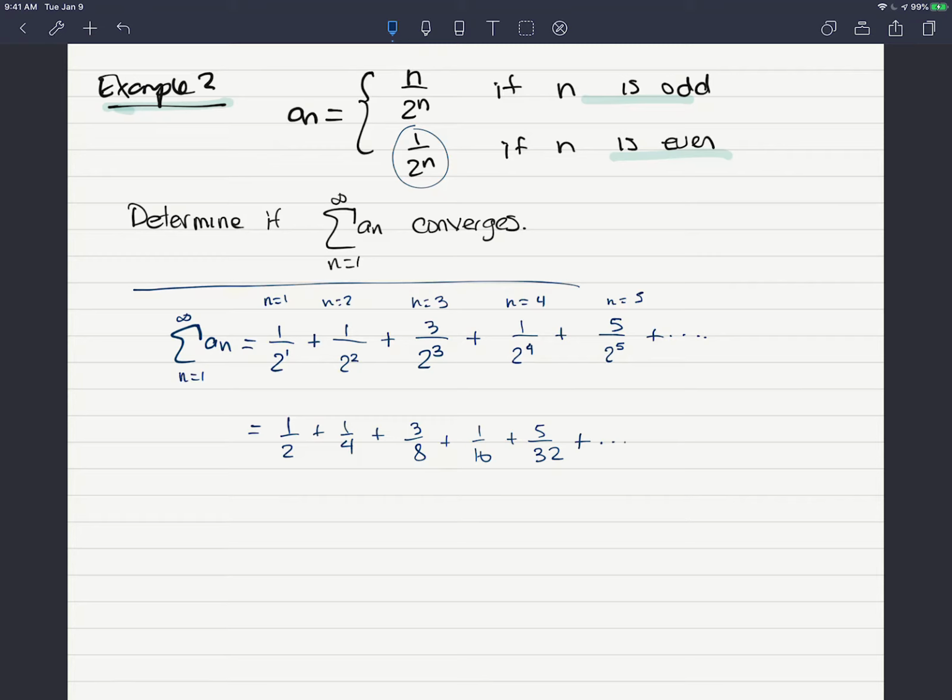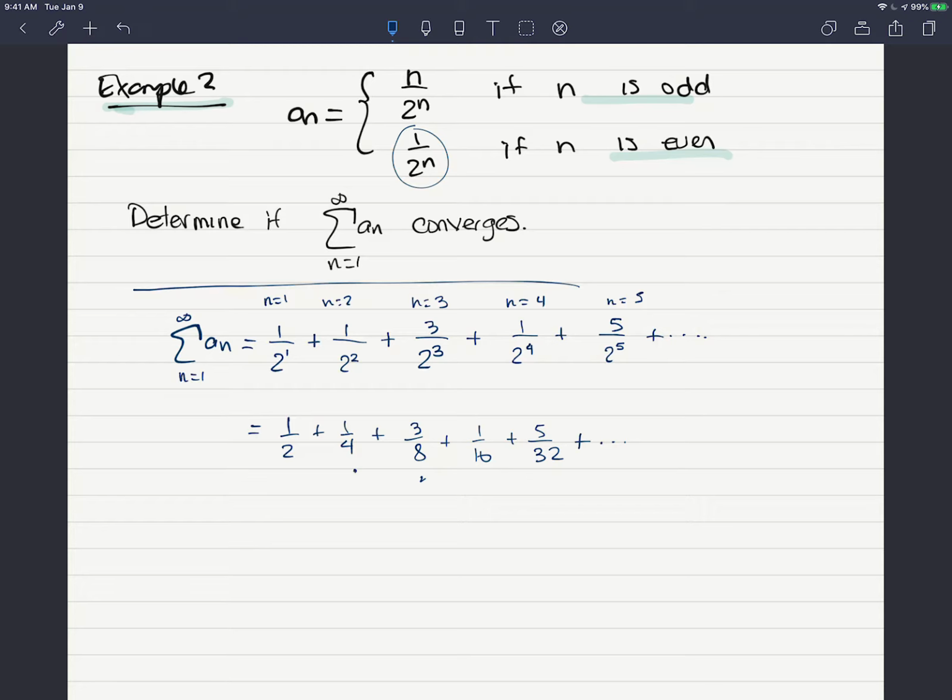So it's getting a little bit out of control, and they're not suddenly getting smaller. 3/8 is a little bit smaller than 1/4. No, it's bigger than 1/4, right? So this term is bigger than that term. They are getting smaller overall, but you have to think about a way to manage this. So how are we going to do this?